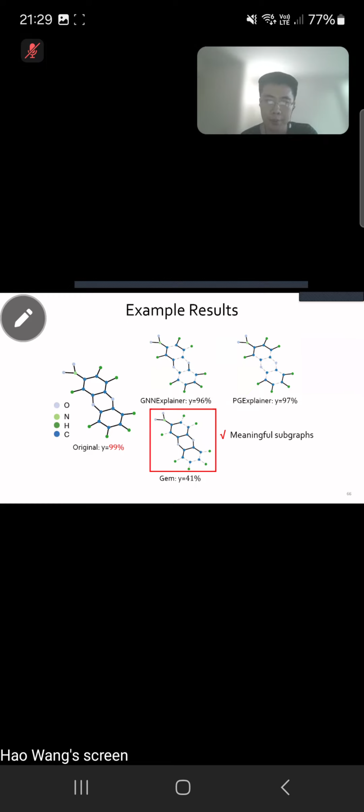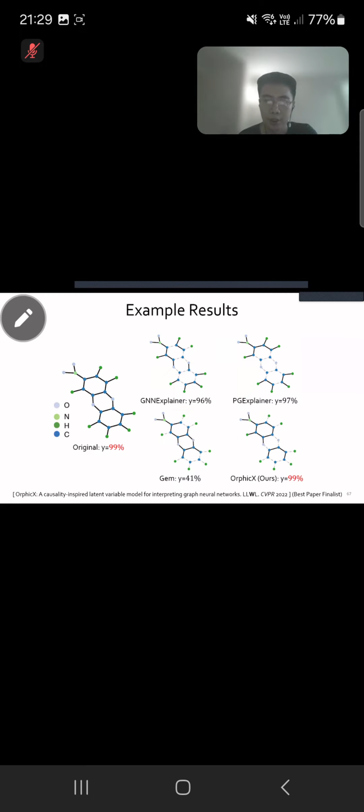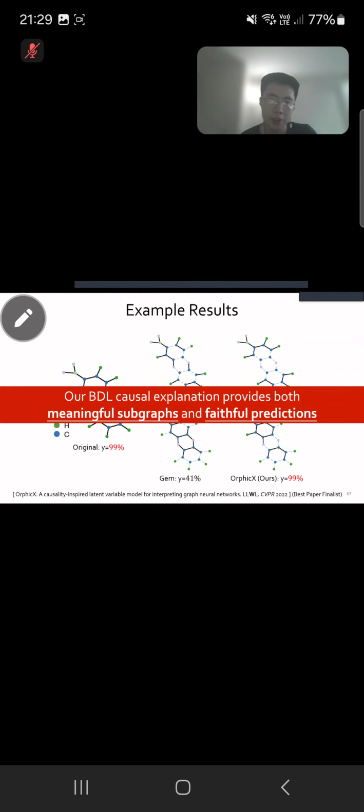And this is a subgraph generated by another baseline. We can see that this is a much more meaningful subgraph. However, the prediction it produces is wrong compared to the original prediction it's trying to explain. In contrast, this is the subgraph that's generated by our method. And we can see that our Bayesian deep learning-based causal explainer can provide both meaningful subgraphs and faithful predictions.